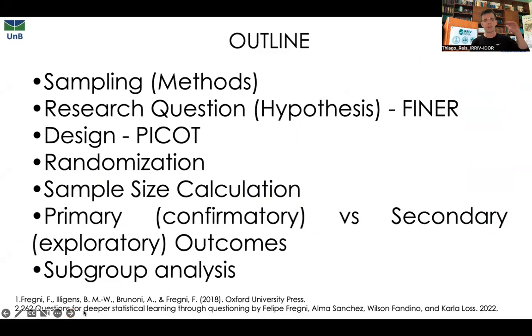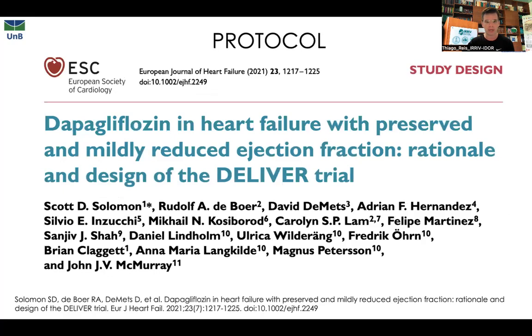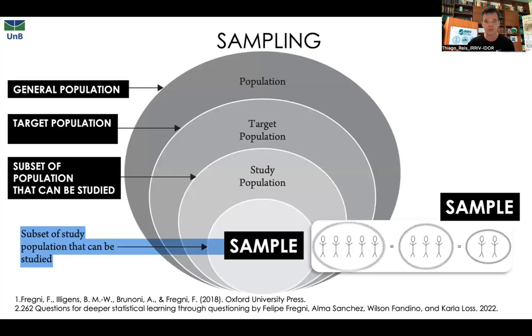And we will cover the following topics: sampling, research question hypothesis, and the F.I.N.E.R acronym, design and the PICOT acronym, randomization, sample size calculation, primary confirmatory or secondary exploratory outcomes, and subgroup analysis. So this is the protocol from the trial that was published in 2021, entitled Dapagliflozin in Heart Failure with Preserved and Mildly Reduced Ejection Fraction, the LIVER trial.